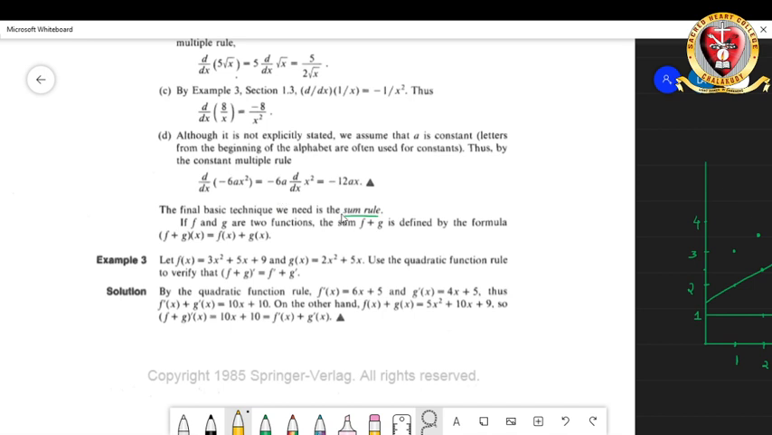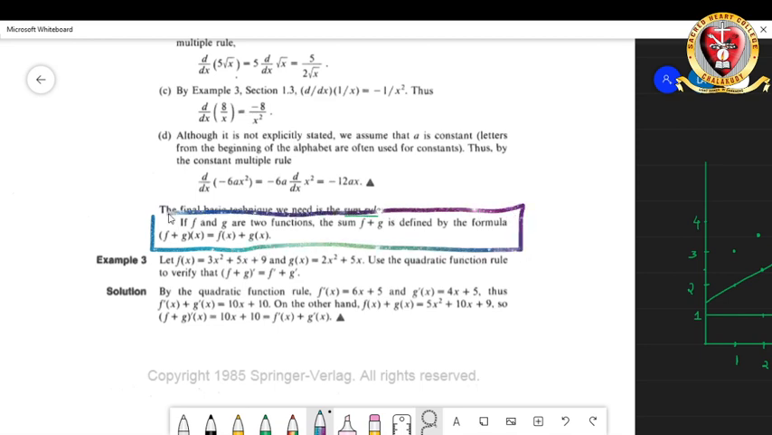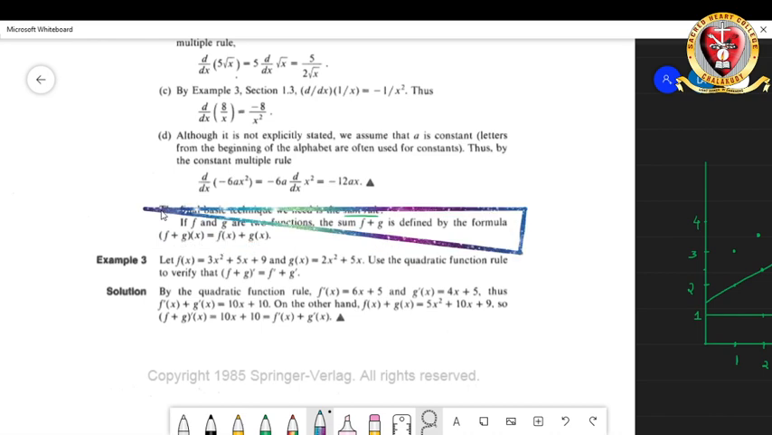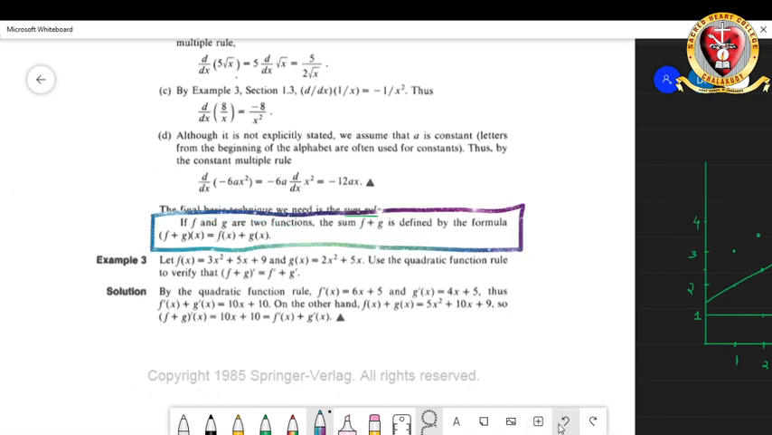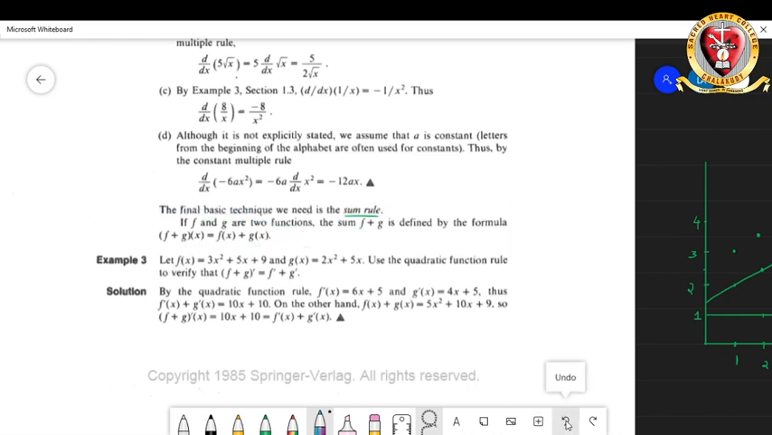The next is the technique which is called sum rule. So if you have two functions f and g, the sum of f plus g is given by f plus g of x is equal to f of x plus g of x. So that is an important part you have to remember. Okay, so just remember that.